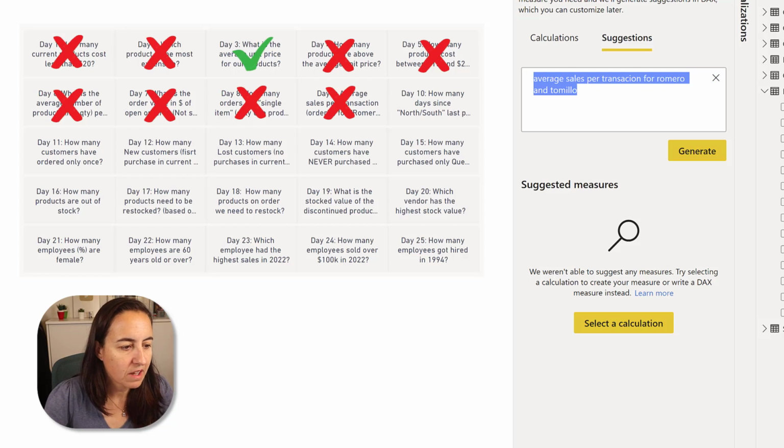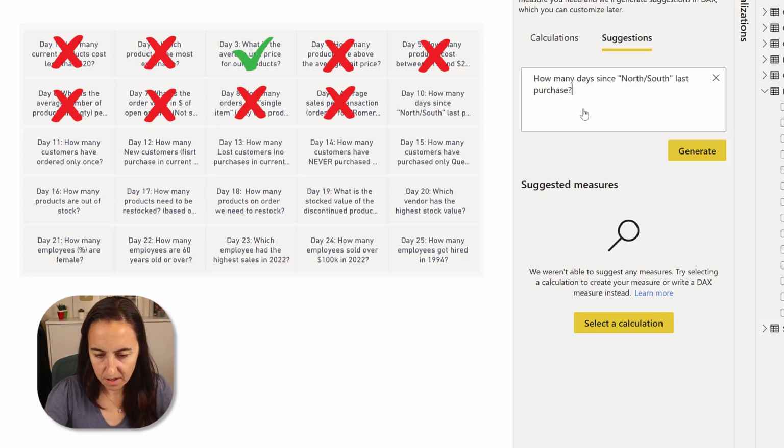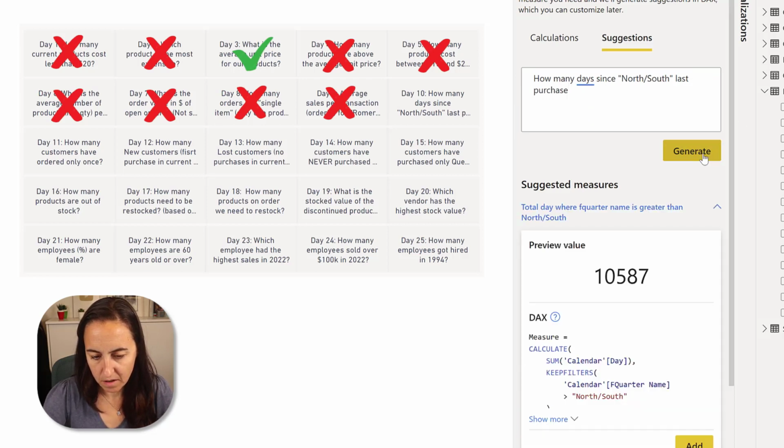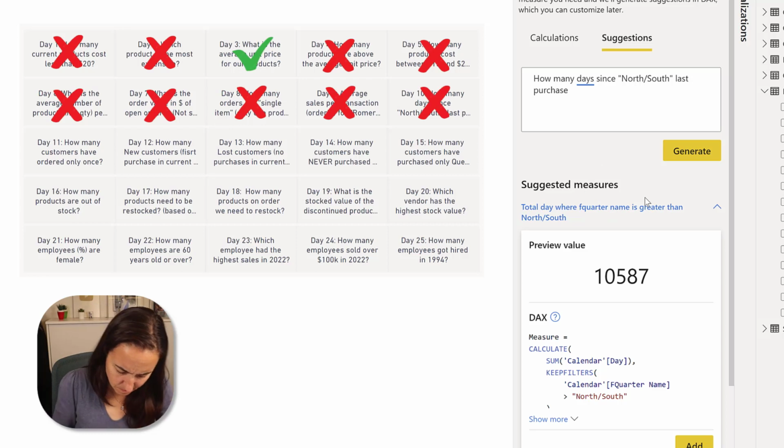10. How many days since North-South's last purchase? I can copy that because I'm going to write exactly the same. How many days? Total day where F quarter name. F quarter. How many days? Total day. No. That's no.